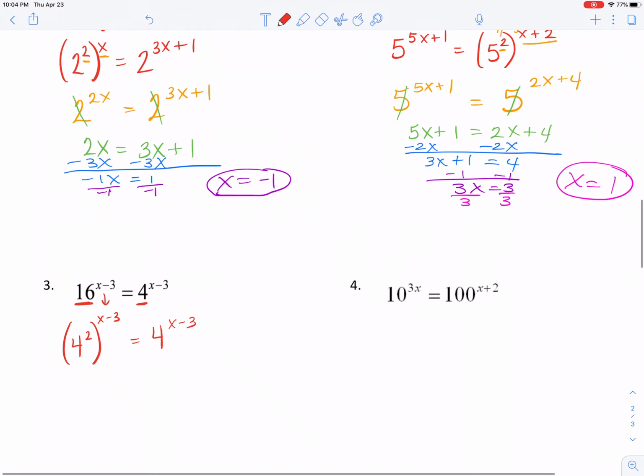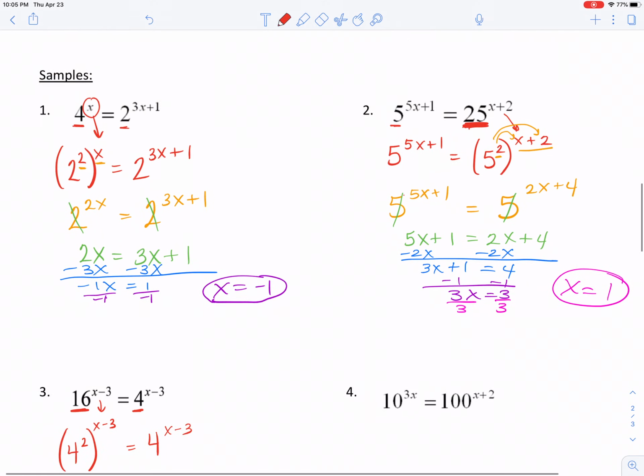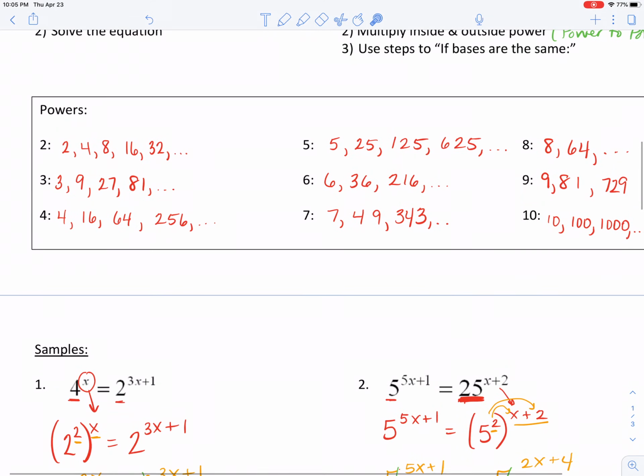So I'm realizing all my examples, the base is being rewritten as the second power. It's not only just the second power. Sometimes the bigger base will be the smaller base to the third power, the fourth power. So you have to look at those lists of powers up here and see how you could rewrite the numbers. All right.